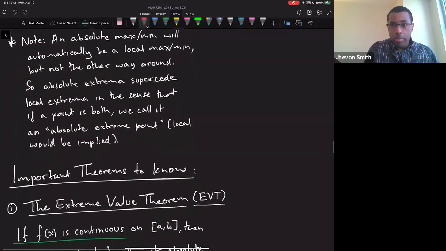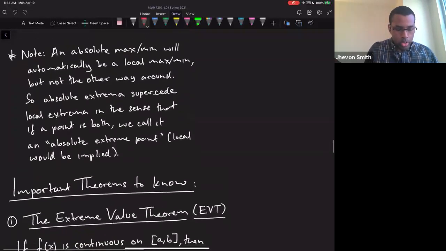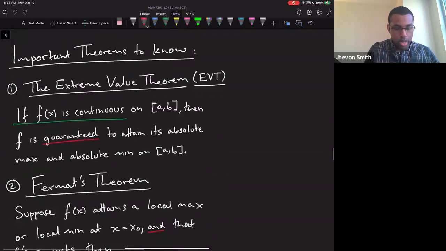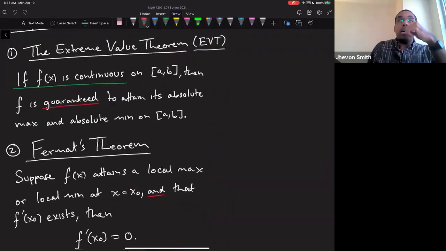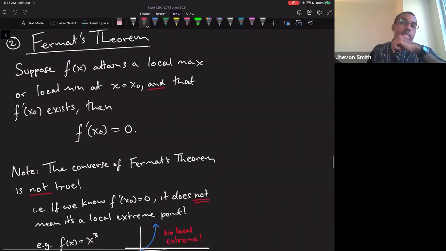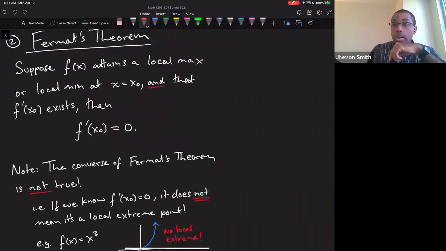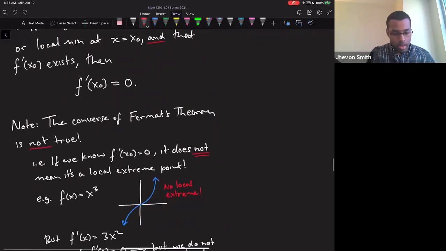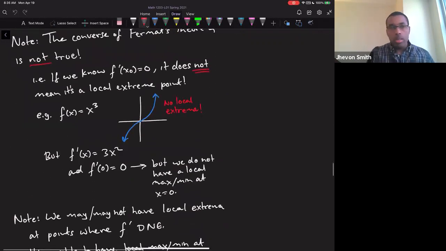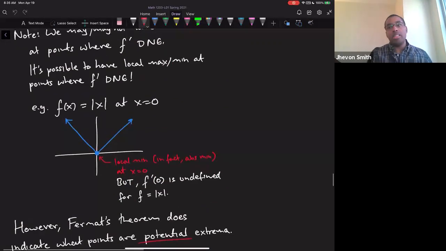Also told you about another name for max and min points, which are extreme points, plural extrema. Couple important theorems to know. If your function is continuous on a closed interval, it's guaranteed to attain an absolute max and an absolute min on that interval. And Fermat's theorem, which says, if you know you're at a local max or min and the derivative exists, then it must be zero. The converse is not true. So just because your derivative is zero does not mean you have a max or min, as well as if your derivative is undefined, it's possible for you to have a max or min.